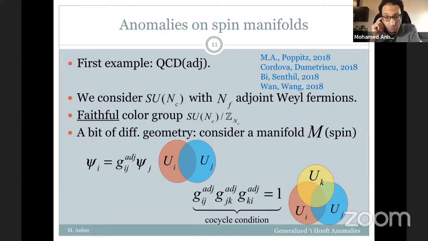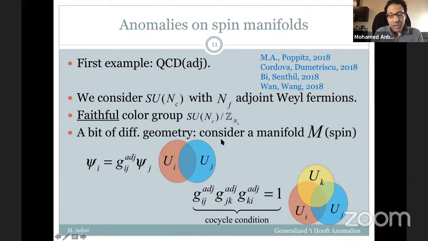So in order to show that, I will need a bit of differential geometry. However, I will just make a disclaimer first. I am very far from being precise, so I don't really want to be very mathematically precise. I just want to convey the idea. So my apologies to the mathematicians and mathematically oriented people.